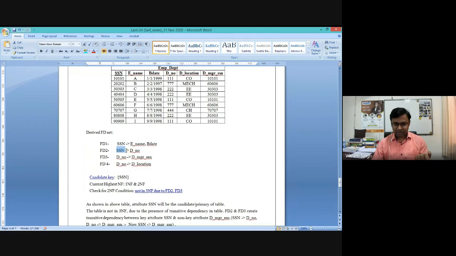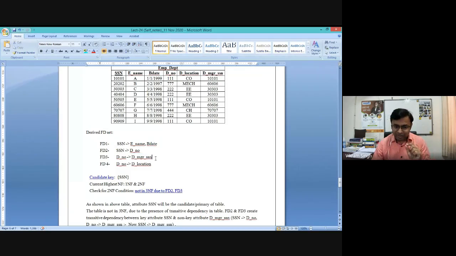FD2, by using key, you are determining non-key. But if you see FD3, because SSN is giving you D number, and due to FD3, it is having D number to DMGR SSN. So here you can see FD3, both attributes are non-key attributes, right? And just because you can see FD2 and FD3, if you combine these two, you have a transitive dependency between SSN and DMGR SSN through D number, which is a non-key.